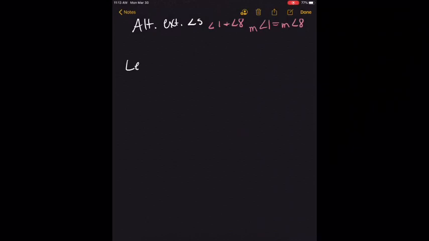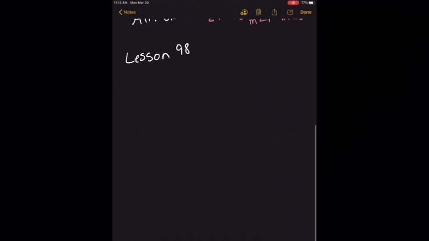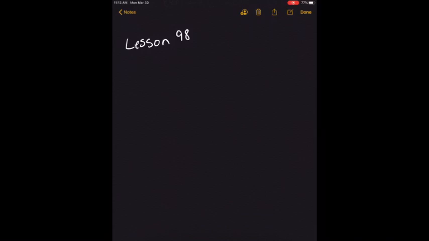Lesson 98 is geometry as well, for those of you who like geometry. And it's talking about the sum of the angle measures of triangles and quadrilaterals. And I know we have already discussed how many degrees are in a triangle. It's been actually quite recent. Then we've also talked about supplementary and complementary angles.